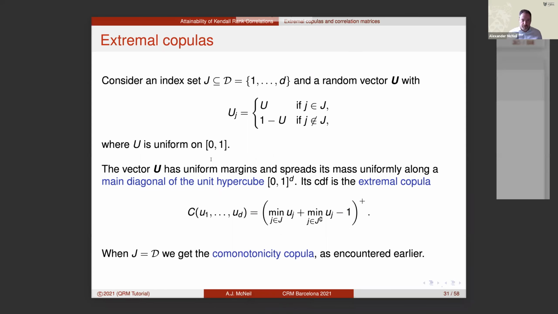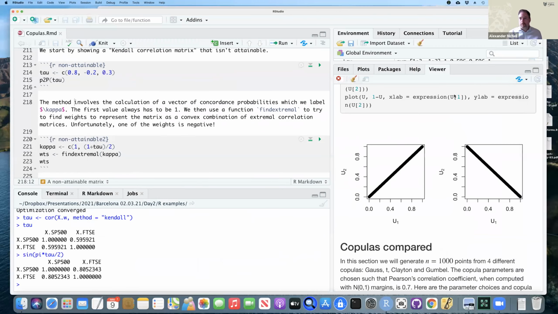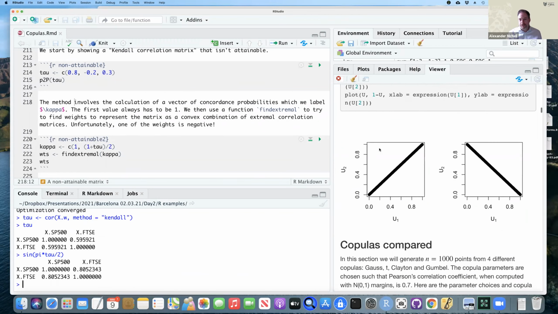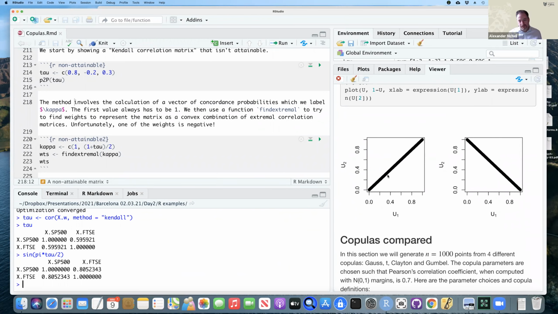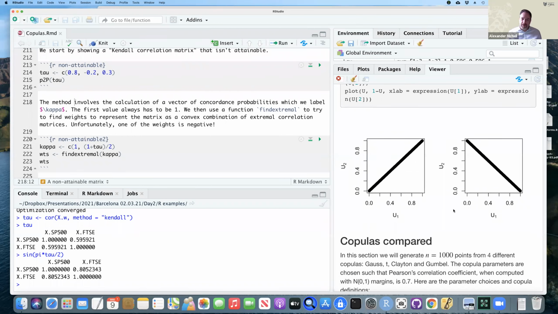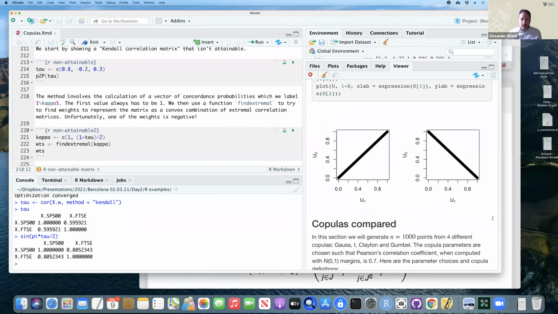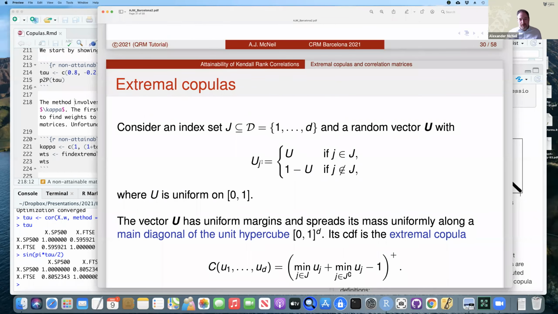So if I come out of the full screen and we go back to the R, you maybe remember these pictures that are appearing in the viewer. This is a copula where both components are the same, U1 equals U2, and this is a copula where U2 equals 1 minus U1. These are examples of the construction that I'm talking about. Either the variable J is U or it's 1 minus U, and it all depends on the index set.